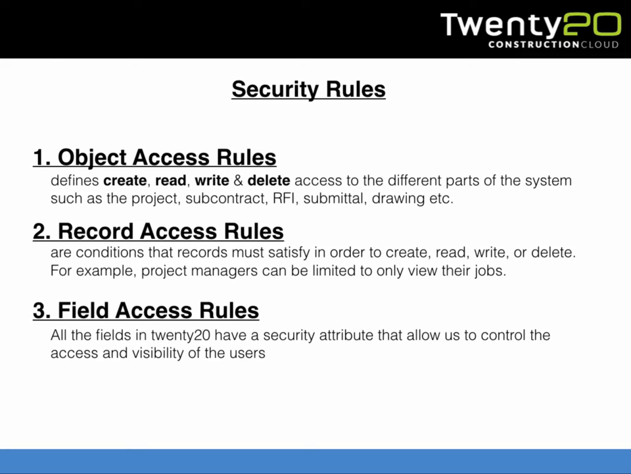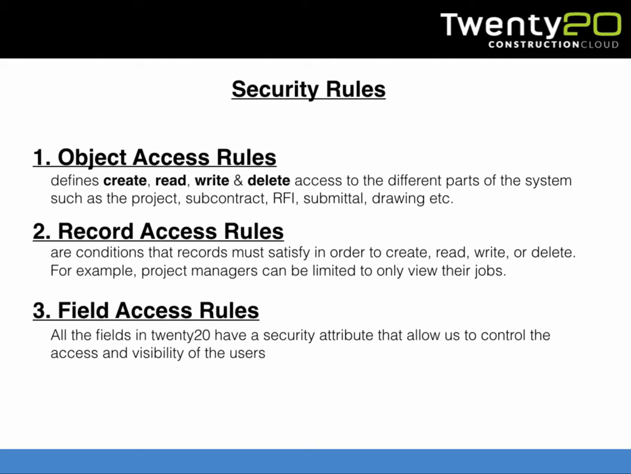The second type of rule is a record access rule. Now, these are conditions that records must satisfy in order to create, read, write, or delete. For example, using the previous object access rule, the project manager and the RFIs, we could create a record access rule that says project managers are only allowed to see RFIs for projects where they are the project manager. So now we've further limited the RFIs. Instead of seeing all the RFIs for all the projects, now they will only see the RFIs for the projects which they are the project manager. So with record access rules, we can limit access based on certain criteria, and this applies to all of the objects or all the data in the system.